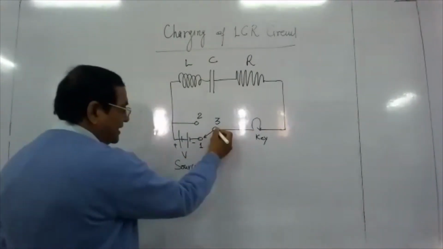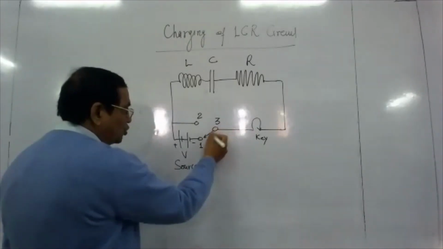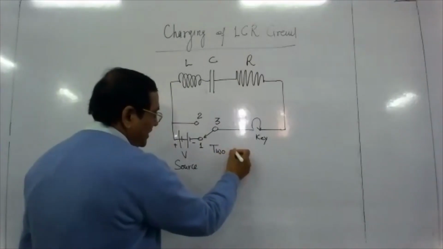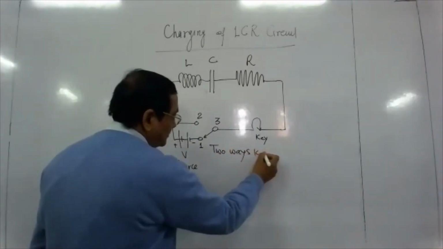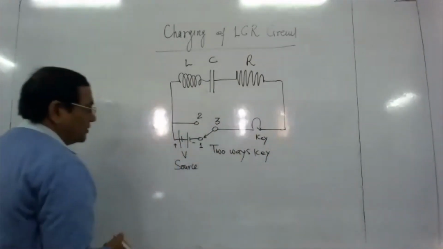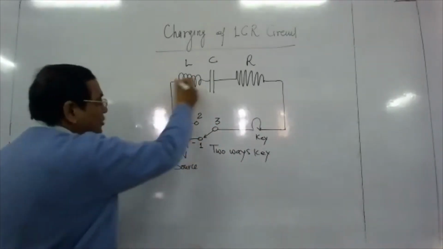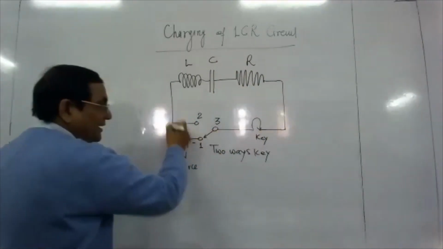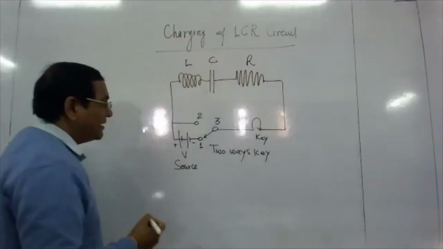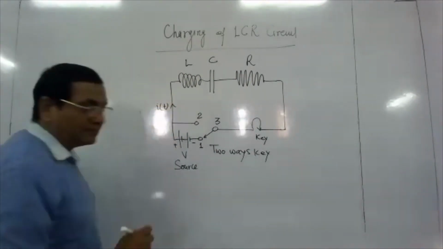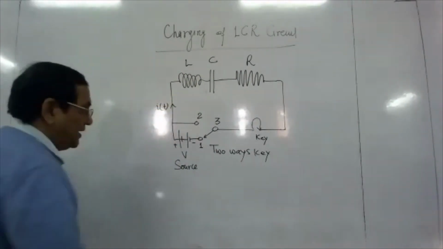So whenever we connect 3 to 1, this is a two-way key. When key 3 is connected to 1, then this is a closed circuit. And in this closed circuit, a current starts flowing. This is I(t).